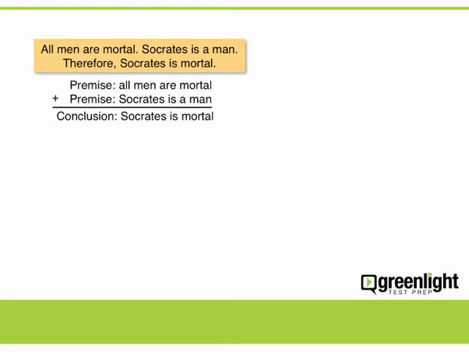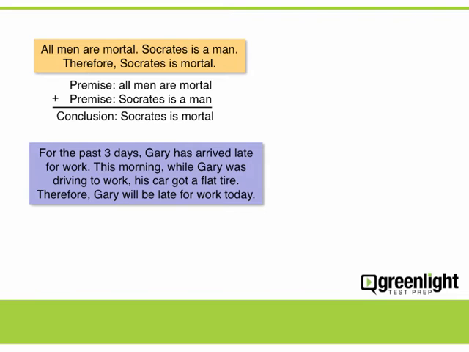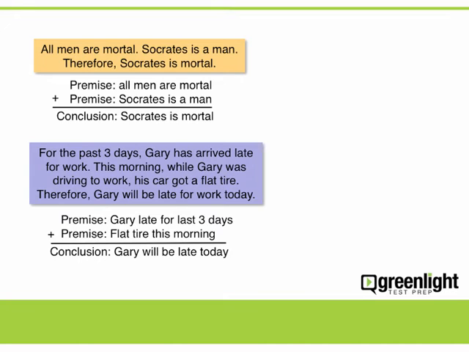Okay, now consider this argument. In this argument, the conclusion is that Gary will be late for work today. The premises that support this conclusion are the fact that Gary has arrived late for the past 3 days, and Gary's car got a flat tire on the way to work.